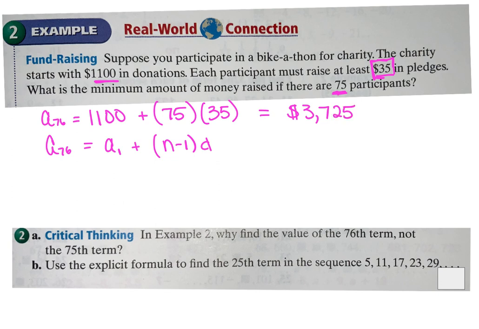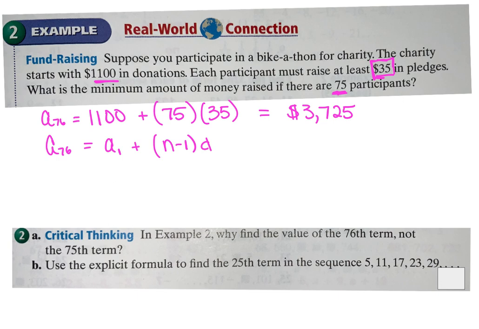Everybody see that? Much better than taking that and adding 35 times. Logically you would be able to figure this out, would you not? Like if I just gave you this without setting up a sequence, you should say, oh, well, 75 times 35 plus 1,100. It makes sense, all right?